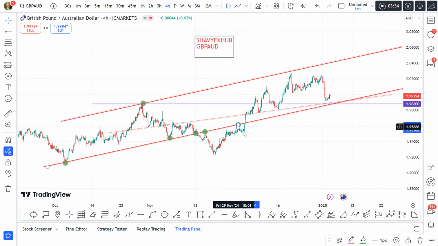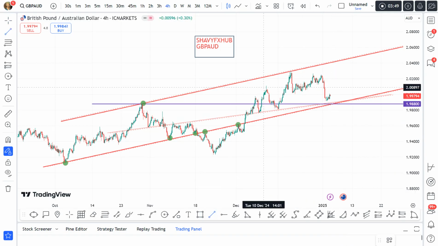and a break of a supply roof, and we want a return back into this level. And a return back into this level will be on confluence where we're going to set our buy order at 198800. And we'll continue to look at other parameters. We have here a break of structure and a possible retest at this level.